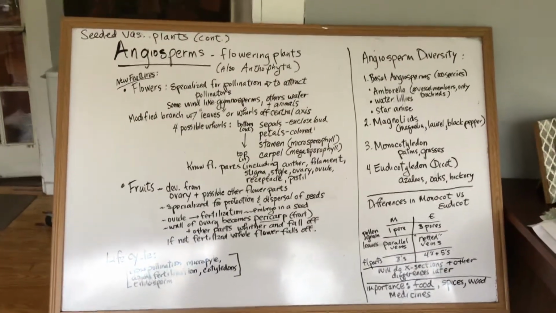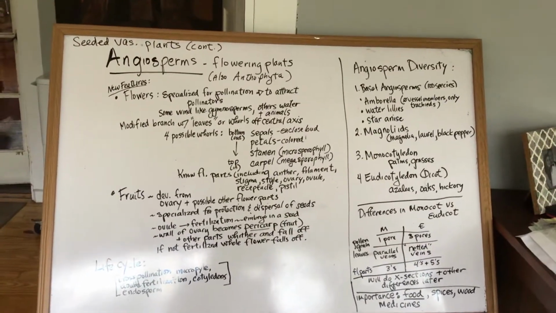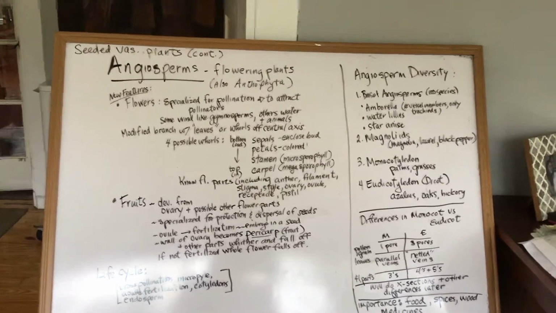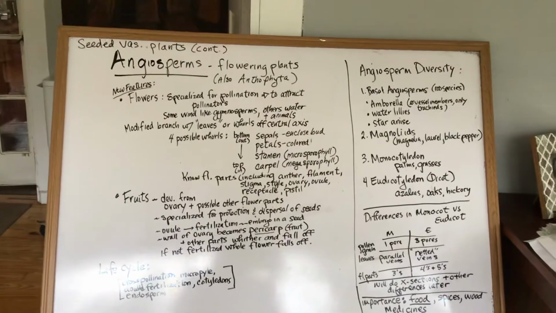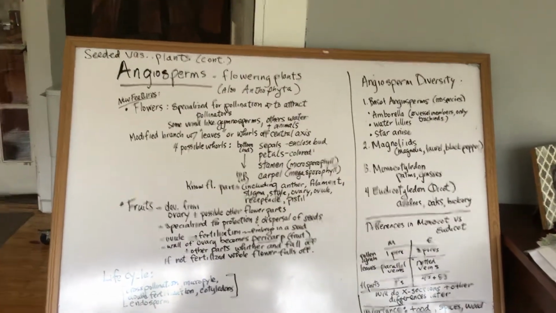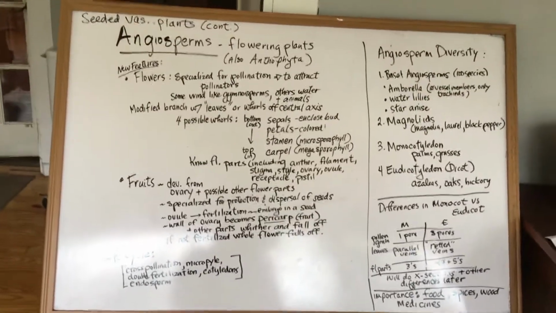But some new features are flowers, and flowers are specialized structures for pollination. They're mainly to attract pollinators, even though there's still a fair number of plants with flowers that are wind pollinated. Others are water pollinated or animal pollinated. And this is like a cone. It is a modified branch with leaves.